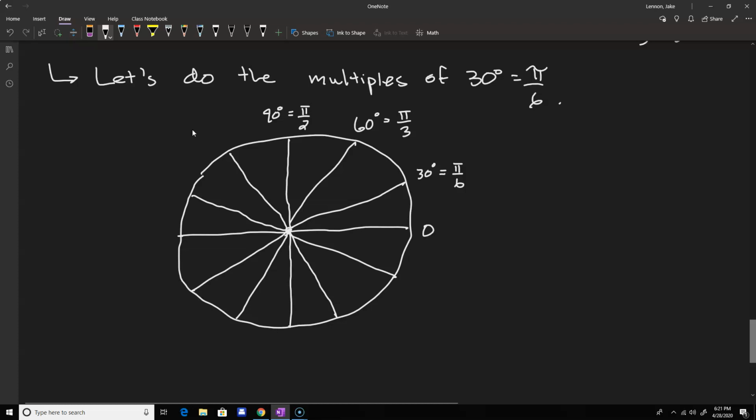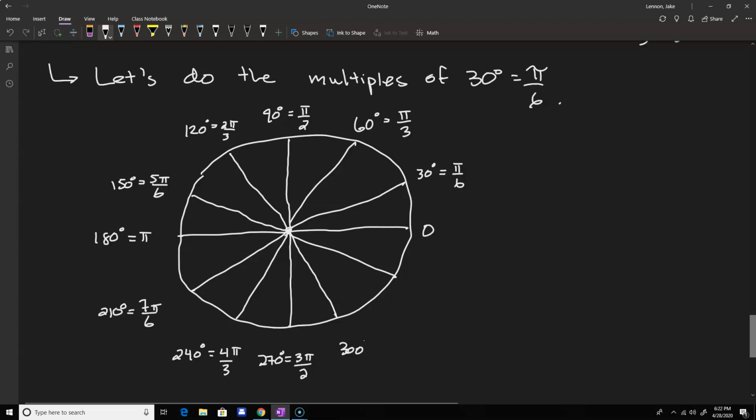And then we have 120 degrees, which is going to be 2 pi over 3. We have 150 degrees, which is 5 pi over 6. We have 180 degrees, which is still just pi. We have 210 degrees, which is 7 pi over 6. We have 240 degrees, which is 4 pi over 3. We have 270 degrees, which is 3 pi over 2. We have 300 degrees, which is 5 pi over 3.